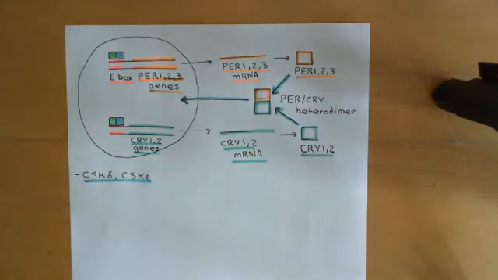Right. Then, of course, what's going to happen is when they get into the nucleus, the period cryptochrome heterodimers are then going to inhibit the BMAL1 CLOCK/NPAS2 heterodimers. Okay, right.